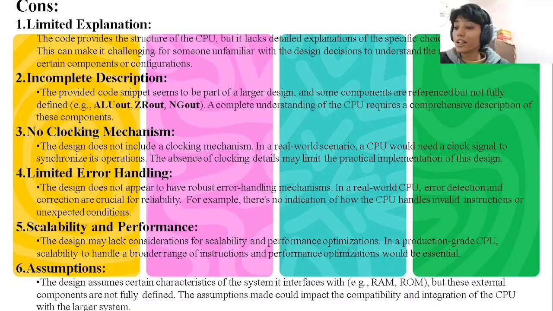Now talking about scalability and performance, it just deals with 16-bit instructions. What about different ranges? It doesn't deal with those. Now the assumptions: we have already assumed certain things about the RAM and ROM, which are external components. That could work for small scale, but when we are dealing with a larger CPU which takes much bigger instructions, it's not very good to deal with those things. So those were the pros and cons of the Hack CPU.